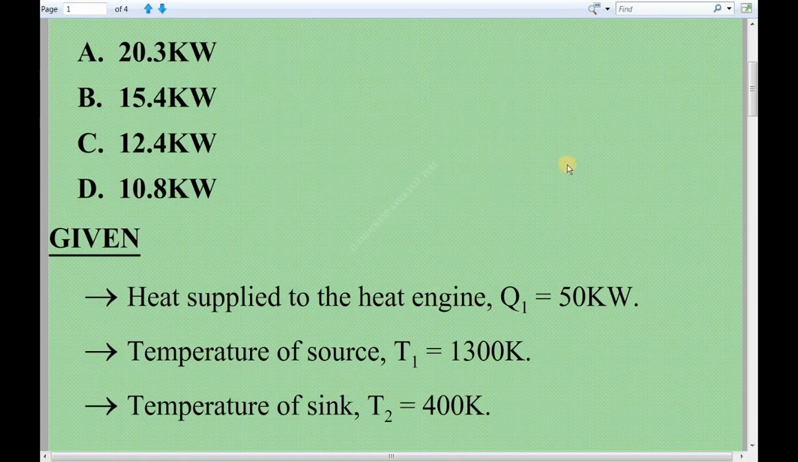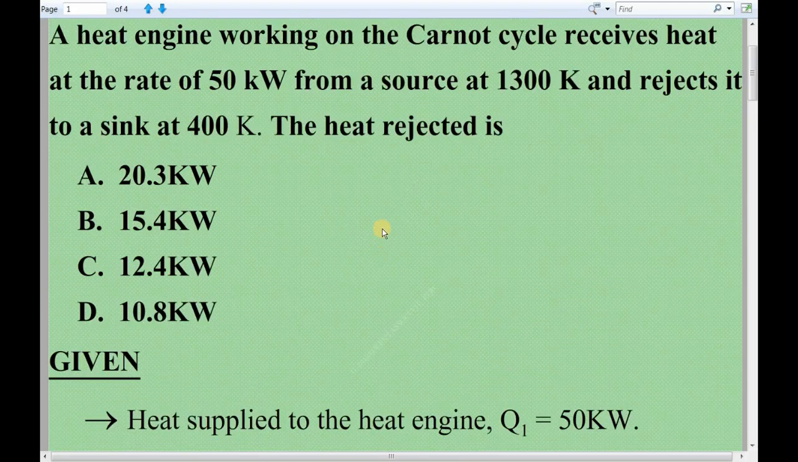Now I will list out the given conditions from the question. First, heat supplied to the heat engine is 50 kilowatt, and it is taken as Q1. Second, temperature of the source is 1300 Kelvin, taken as T1. Temperature of the sink is 400 Kelvin, taken as T2. By using these three conditions, we are going to find the amount of heat rejected to the sink.